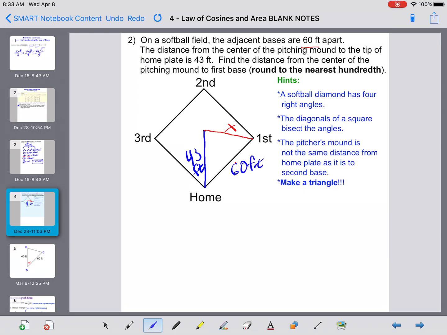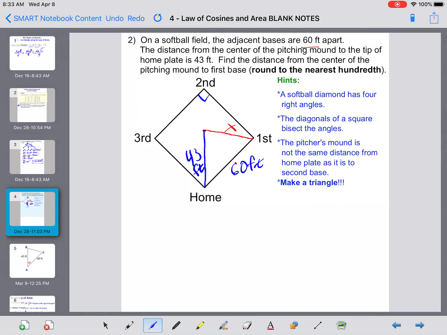And we do know something else, and that's what these hints are giving you. The diamond here is made up of 4 right angles, okay? So this bottom angle by home plate is a right angle, and the diagonals of the square bisect those angles. So if you bisect 90 degrees down here, you end up getting 45 degrees.